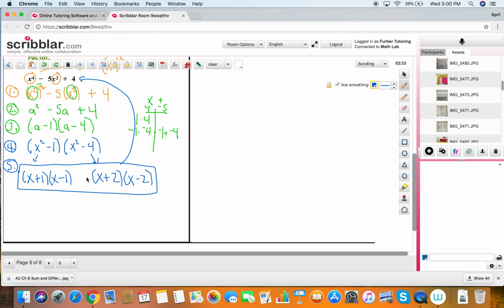Okay? It's a really cool method. It's just kind of neat how it all works together. But it takes some steps and it takes some practicing. You have to practice to get the method down.